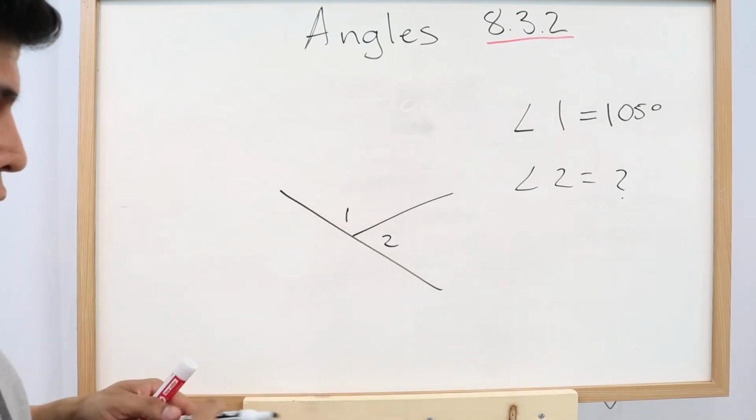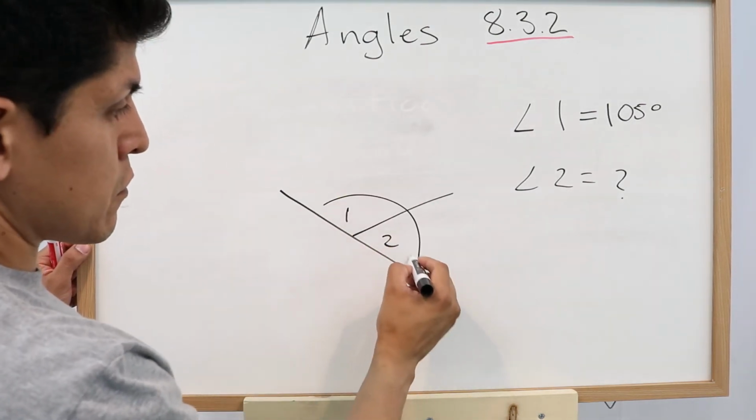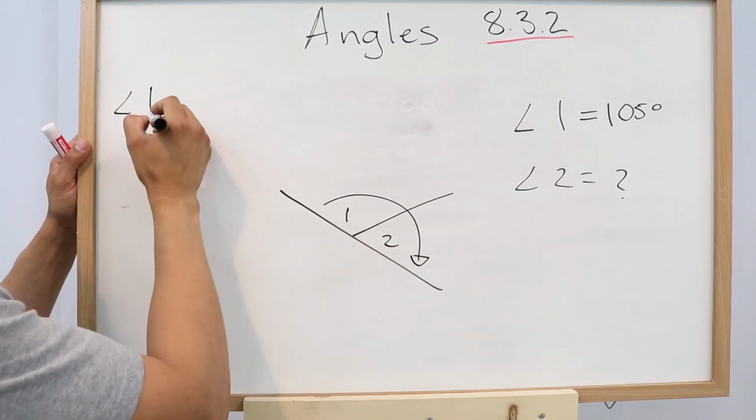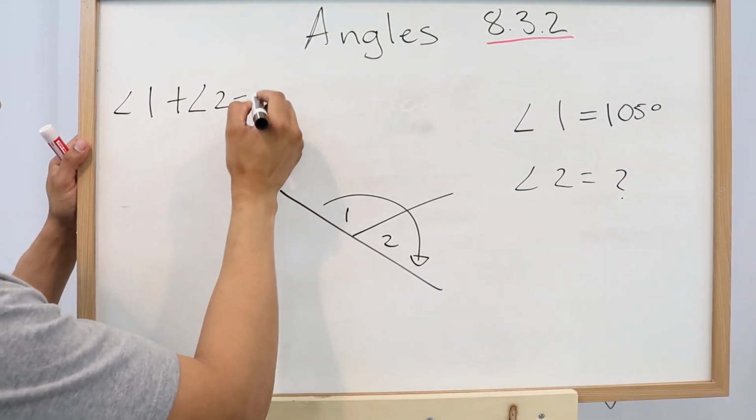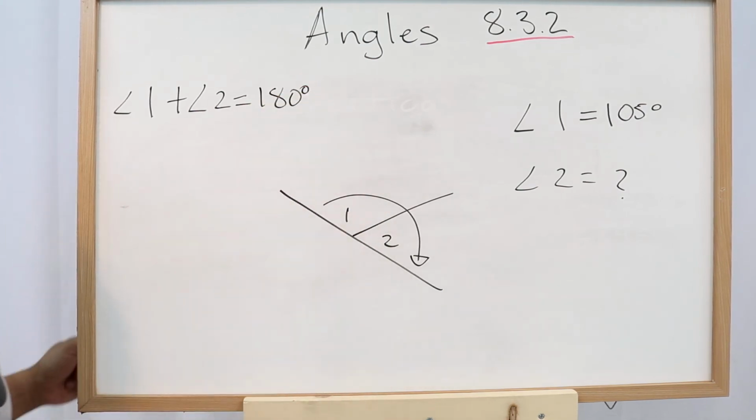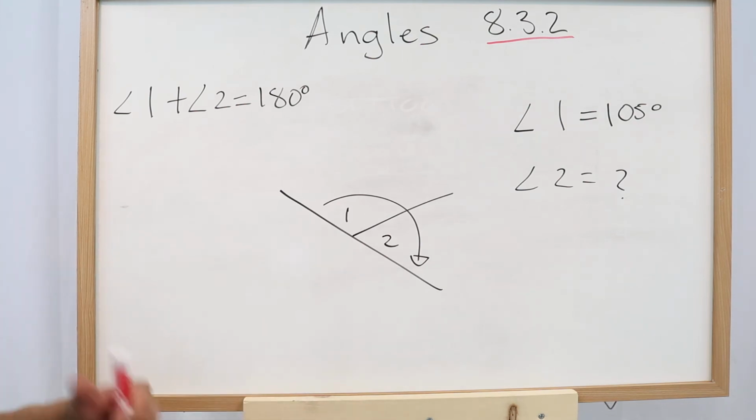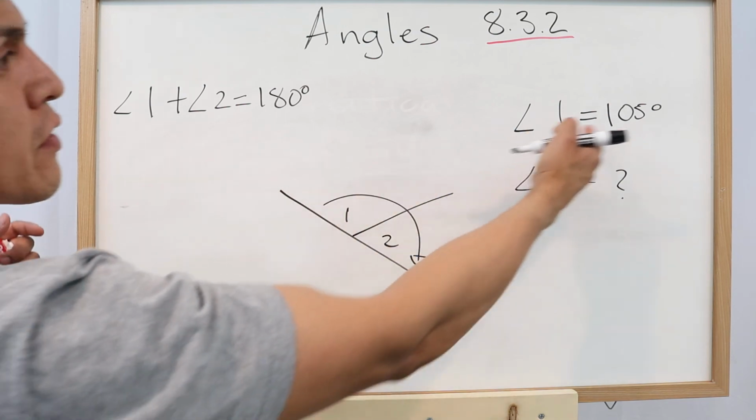I know that angle 1 plus angle 2 equals 180 degrees. That's something I know because it's a straight line, and a straight line has a straight angle, and a straight angle is 180 degrees. That's something you have in your notes from Tuesday, so check that if you don't have it. Or you can refer to page 460 in the book and you'll find that information. So over here I'm going to replace angle 1 with 105.